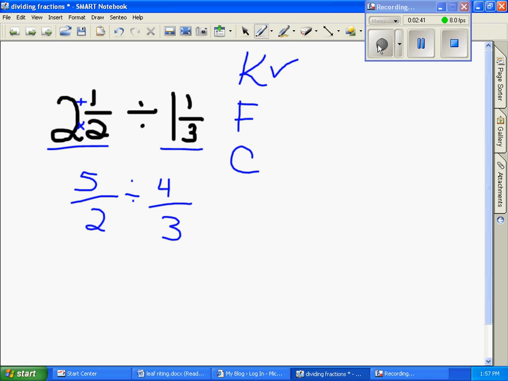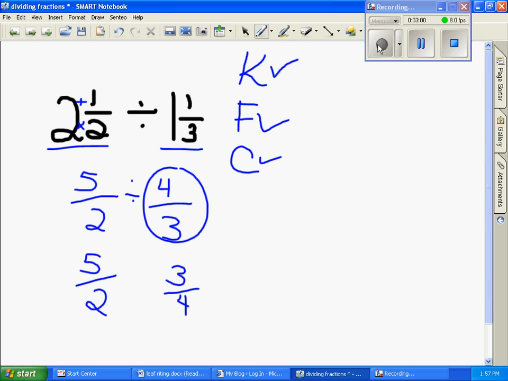The K tells us to keep the first fraction the same. So 5/2 remains as 5/2. The F tells us to flip the second fraction. So 4/3 becomes 3/4. There's our reciprocal. And the C tells us to change the division sign to a multiplication sign.